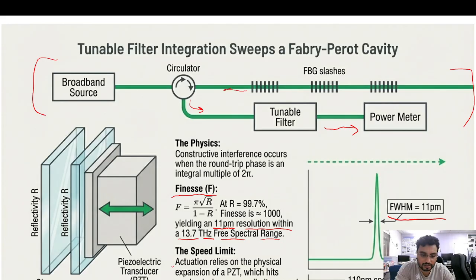The speed limit: you can see actuation relies on the physical expansion of a PZT, which hits mechanical resonance limits. You can see here that the piezoelectric transducer is attached to one part of the cavity, and another part has the reflectivity R, and because of this PZT movement, the speed limit depends on the expansion of the PZT. So this is the tunable filter integration that sweeps a fabricated cavity.